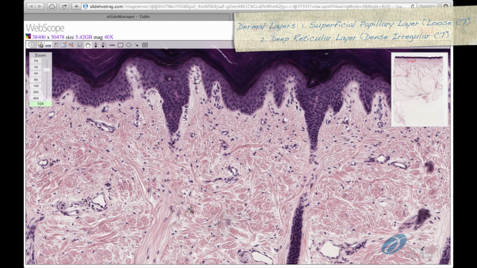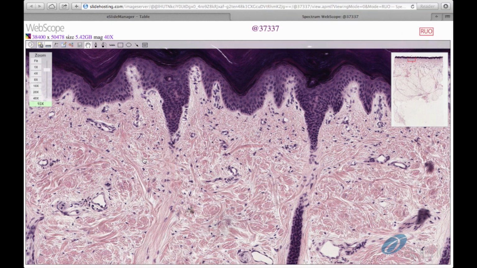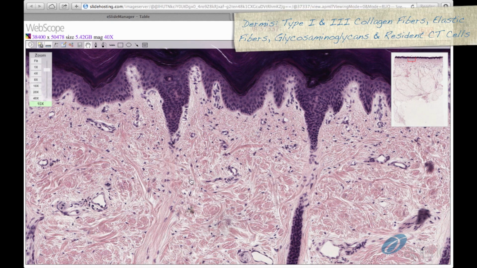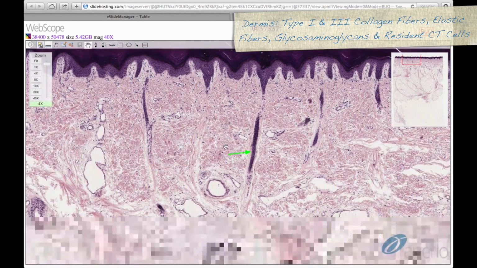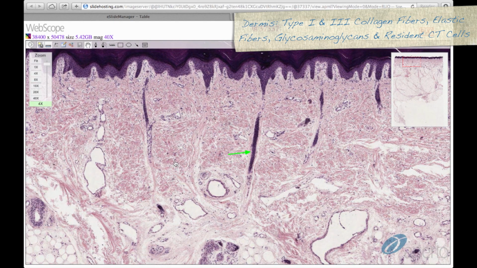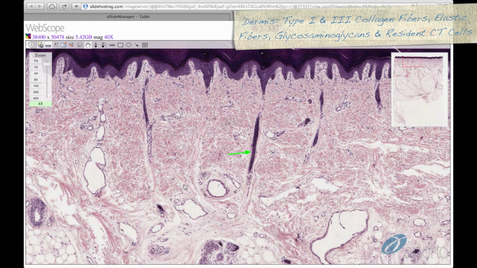The more superficial papillary layer is composed of loose connective tissue, with the deeper reticular layer composed of dense irregular connective tissue. The dermis is composed mostly of type 1 and type 3 collagen fibers, which give it its tensile properties, along with the elastic fibers, glycosaminoglycans, and resident connective tissue cells.